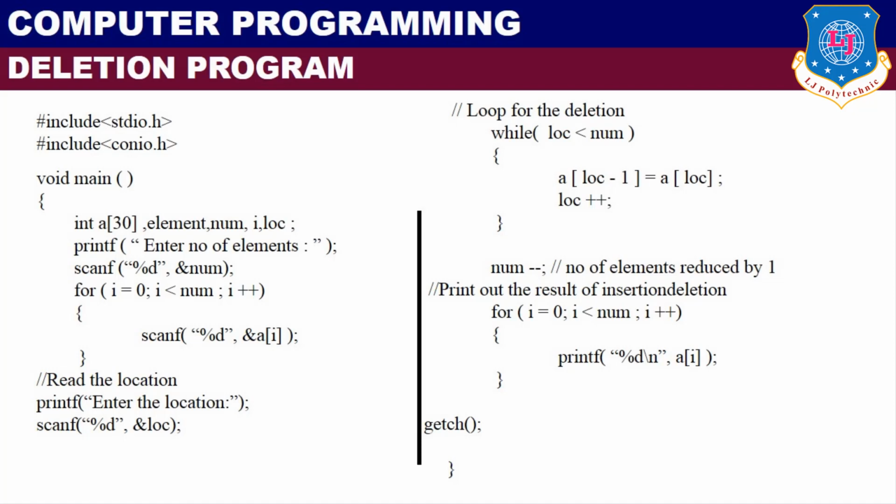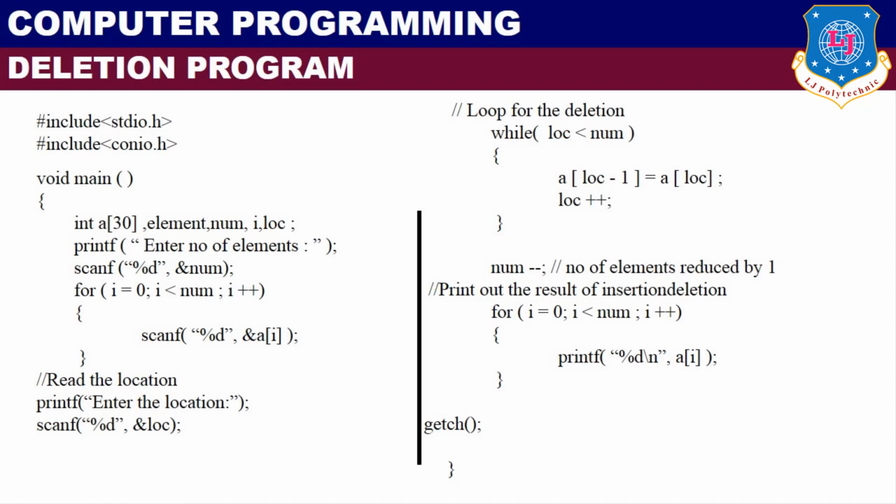For i equals 0, i less than num, i plus plus, scanf("%d", &a[i]). With the help of this we are inserting elements. Now we need to enter the location to be deleted. printf "Location of the element to be deleted", scanf("%d", &location). While location less than num, we are shifting the values from the left side. So a[location minus 1] equals a[location].